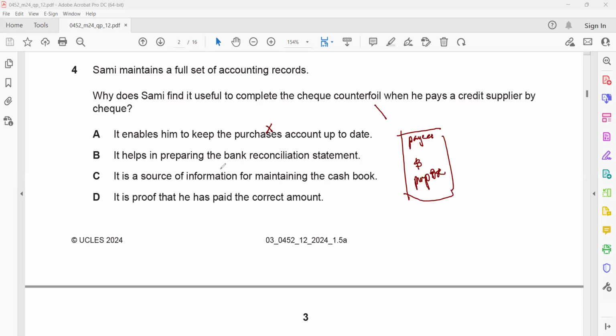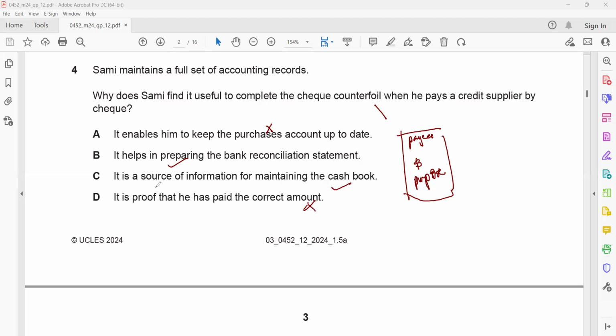It's a source of information for maintaining the cash book. So this is also correct. This one also can help to do the recording, reconcile the checking for the cash book and the bank statement. It is proof that he has paid the correct amount. So this one cannot because bank statement have to check.